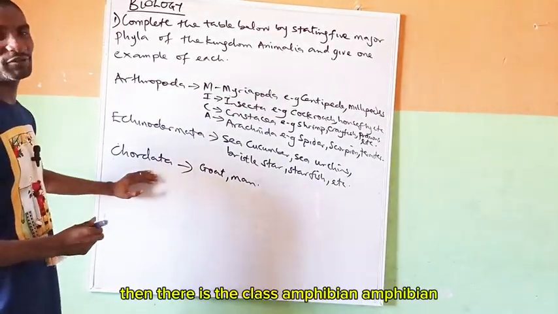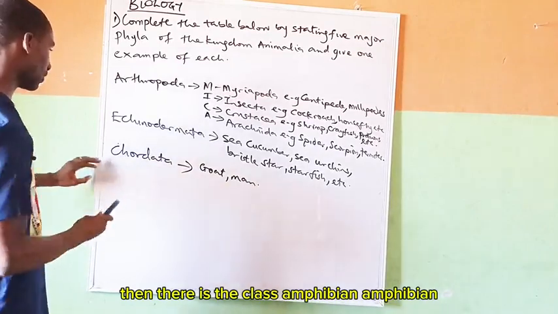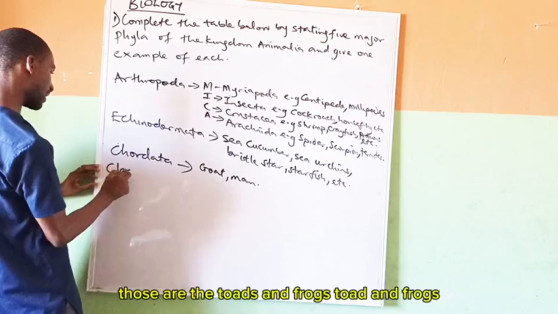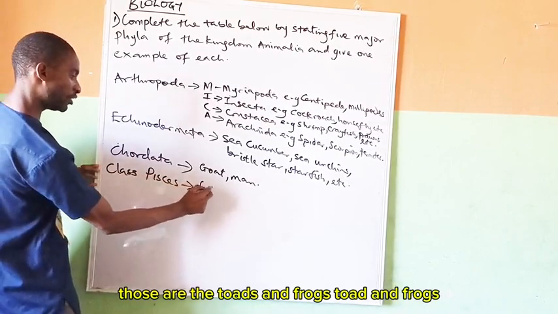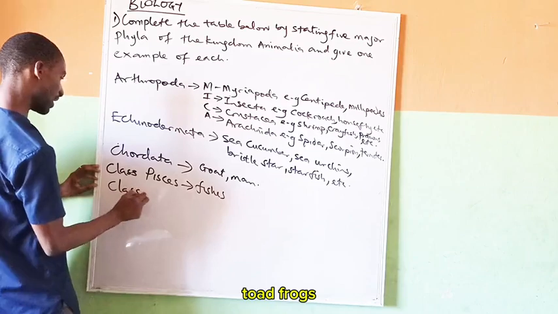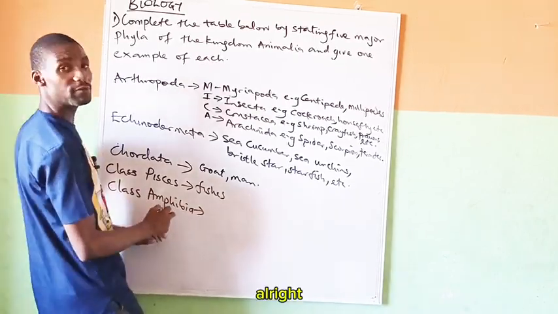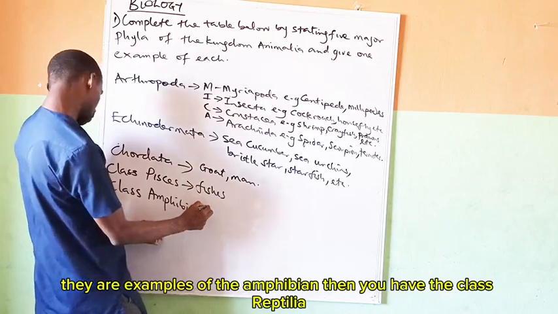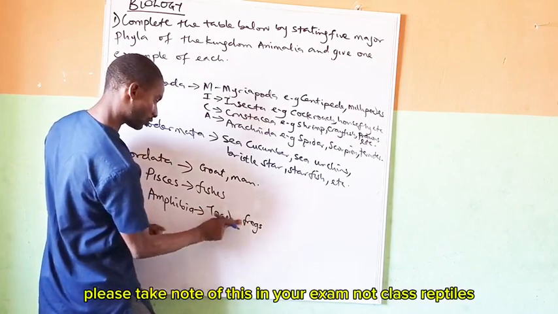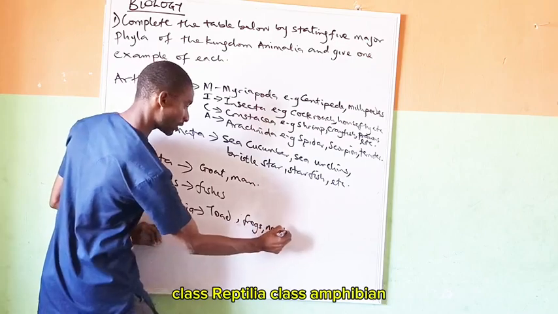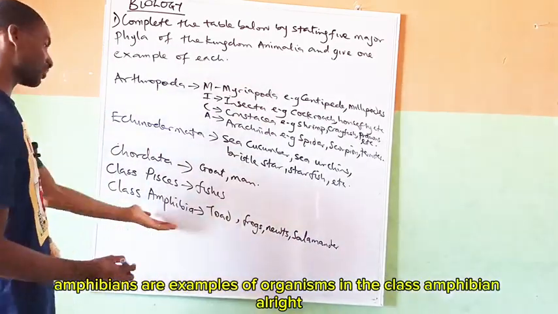So there are basically 5 classes of vertebrate animals. Those are the chordates, the Chordata. And what are the classes? You have the class Pisces. The Pisces are the fishes. Then there is the class Amphibia. Amphibia are the amphibians. Those are the toads and frogs, newts, salamander. All right, they are examples of the Amphibia.